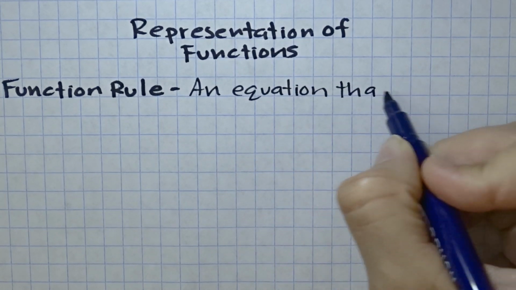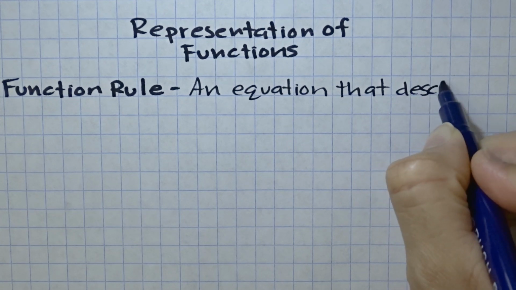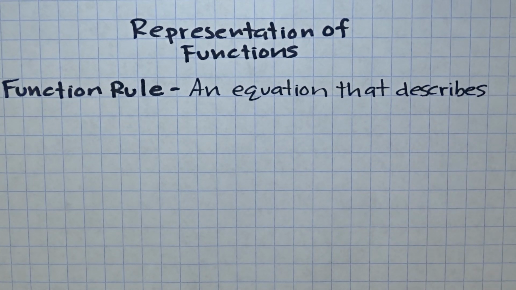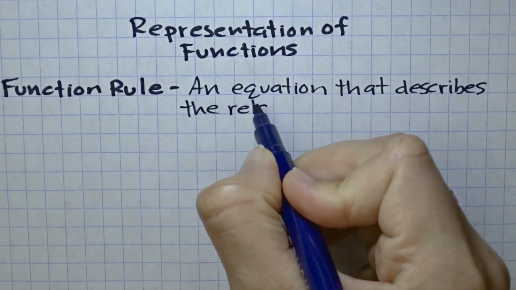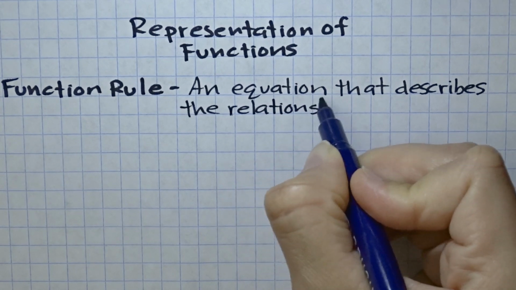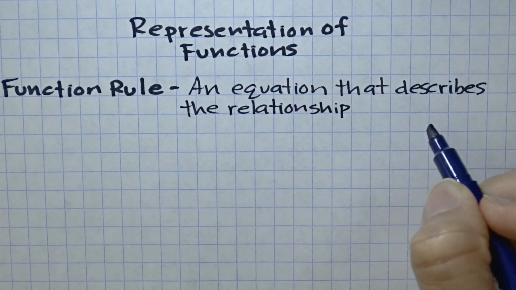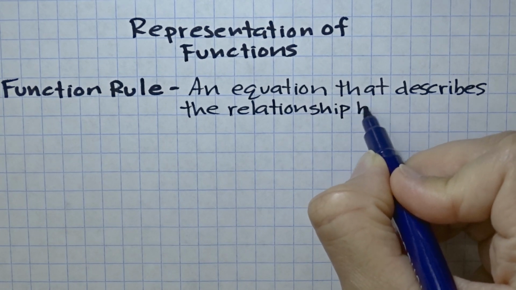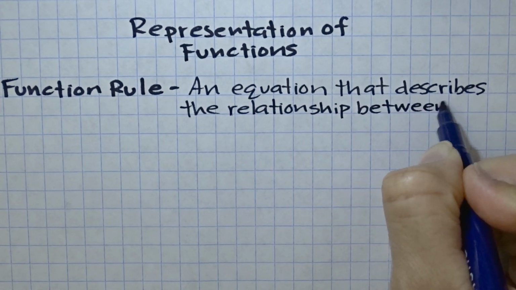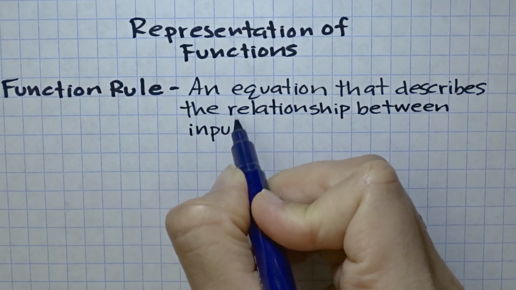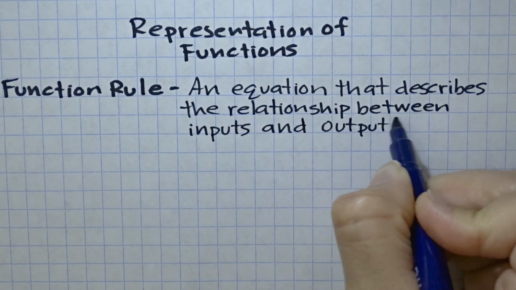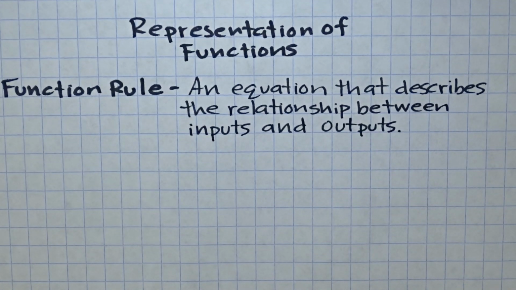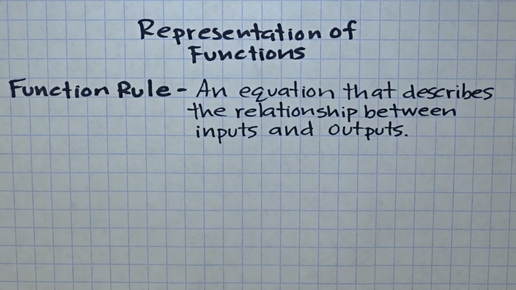that describes the relationship between inputs and outputs. And like I said, sometimes we can already see in a t-table what happened to the x that produced the y. But it's going to be the equation that makes that happen.